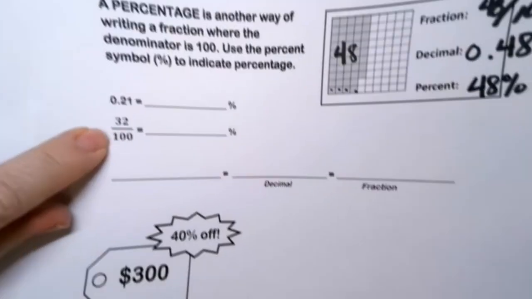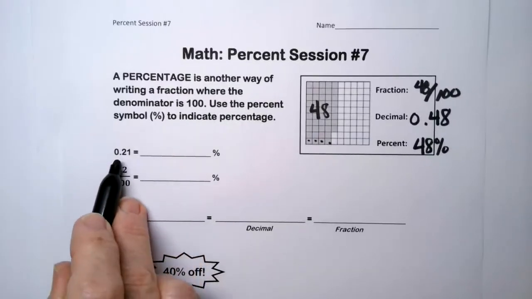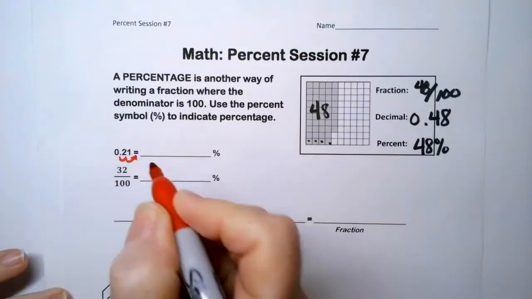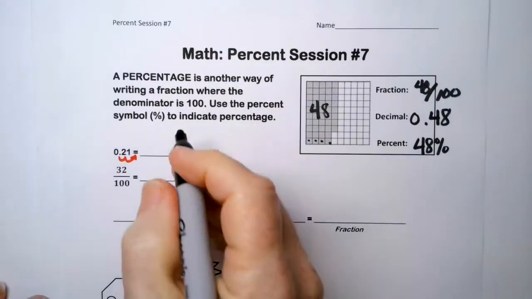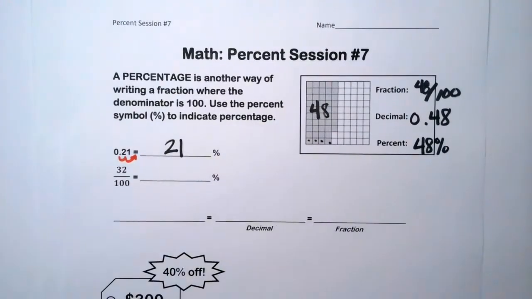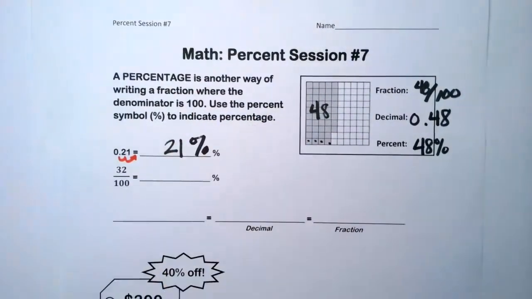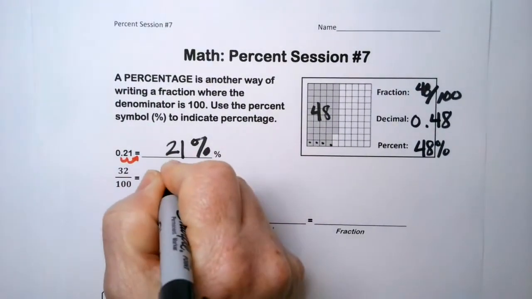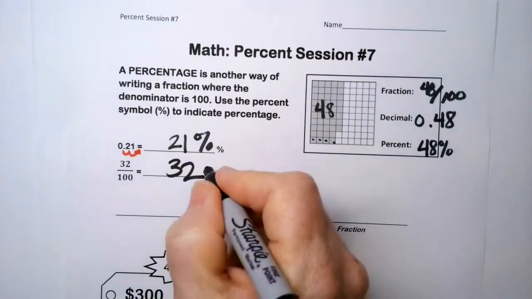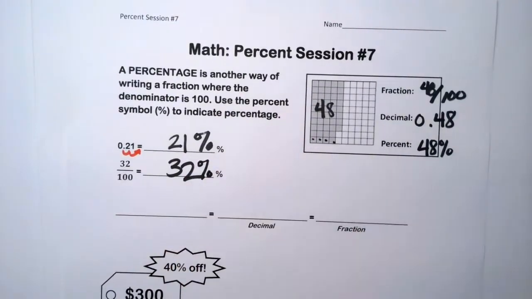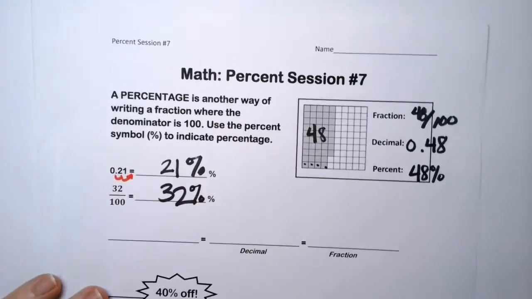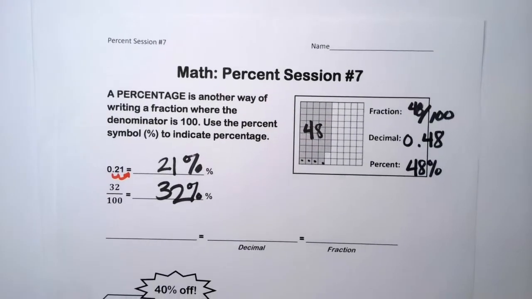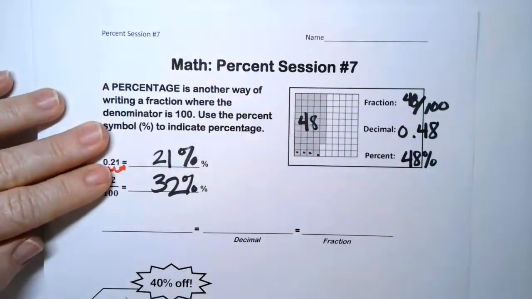To convert a decimal to a percent, you bump the decimal place over 2 hops in this direction, and then you just write the number. The percent symbol is here, but you can also write it like that. The second one, 32 over 100, you just rip off the top and write 32. If you want to write the percent sign, you can. Smile if this is too easy. This is stuff we covered in the very first session.